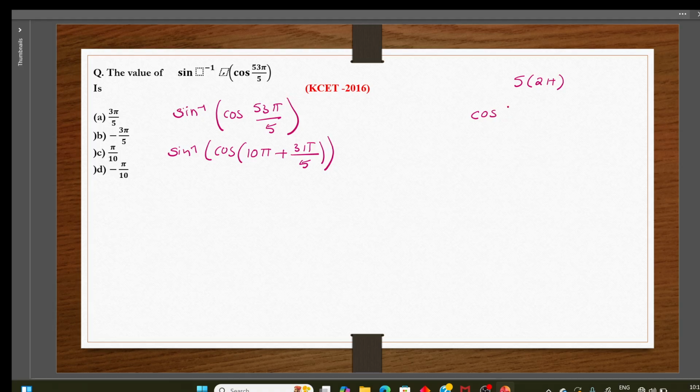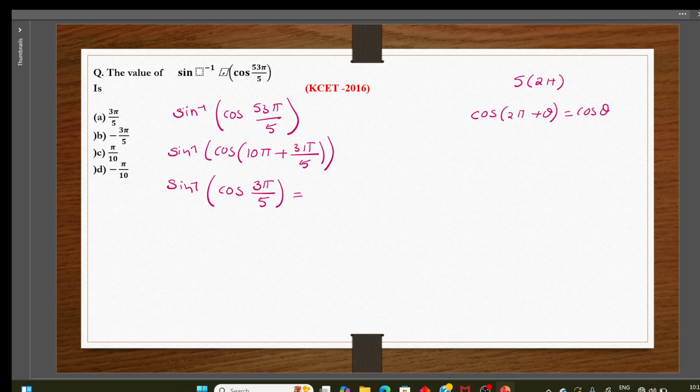So we know cos of 2 pi plus theta is equal to cos theta. Correct? So what is theta here? 3 pi by 5. So sine inverse of cos of 2 pi plus theta, okay, 2 pi plus theta, here 5 times, means cos theta. That is cos of 3 pi by 5.